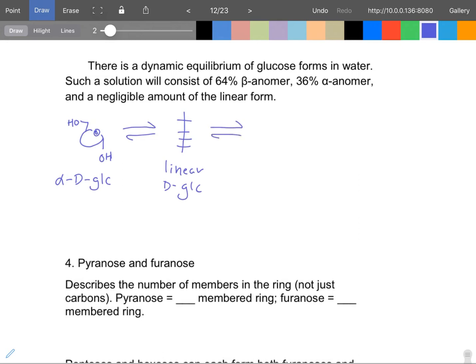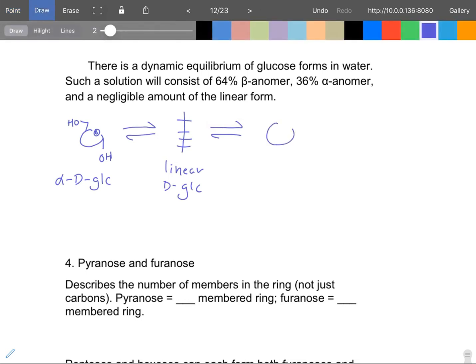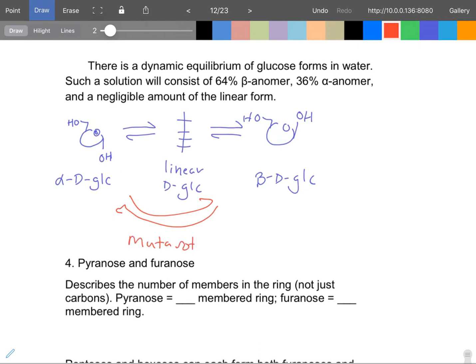Well, guess what then? That sugar could potentially reform alpha, but now it can actually flip that bond between 1 and 2 and produce the beta anomer. So we can end up with this. Instead of the hydroxyl group going down, it will go up in this position. And this is beta D-glucose. This process of interconversion overall is known as mutarotation. So interconversion between alpha and beta anomers is called mutarotation. And we're going to see how that's important in a little bit.